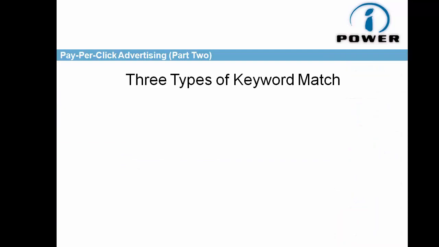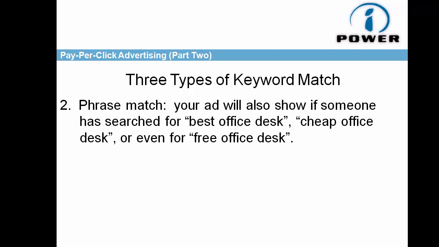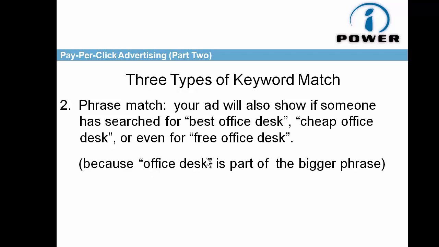On the contrary, when using the second type of match, which is phrase match, your ad will also show if someone has searched for example for best Office Desk or cheap Office Desk or even for free Office Desk, just because you specified Office Desk, which is part of the larger phrase. So remember, your phrase Office Desk is part of a bigger phrase. And remember to use these quotation marks. Okay? That is how you will tell Google that you want phrase match.